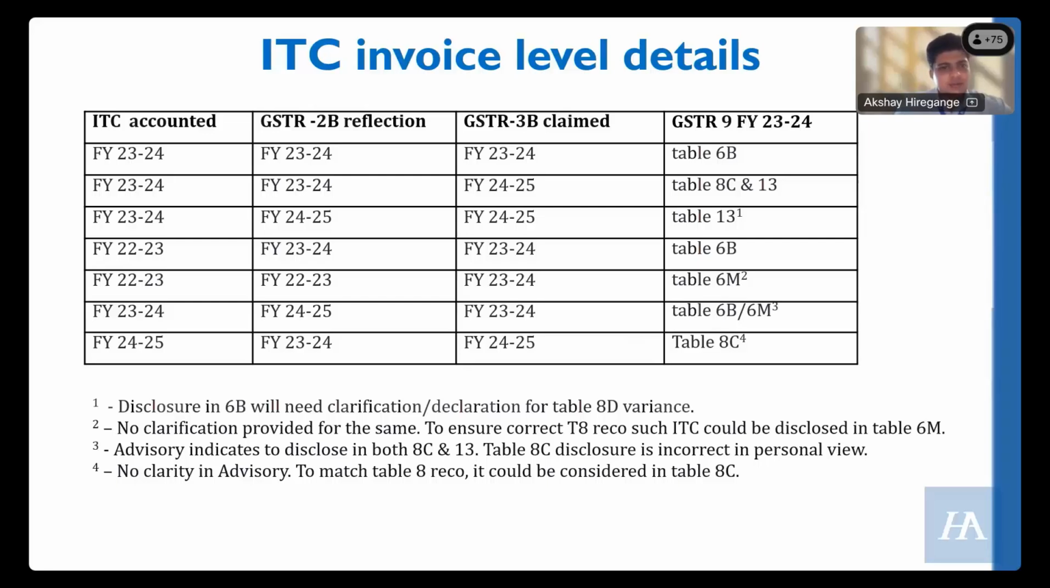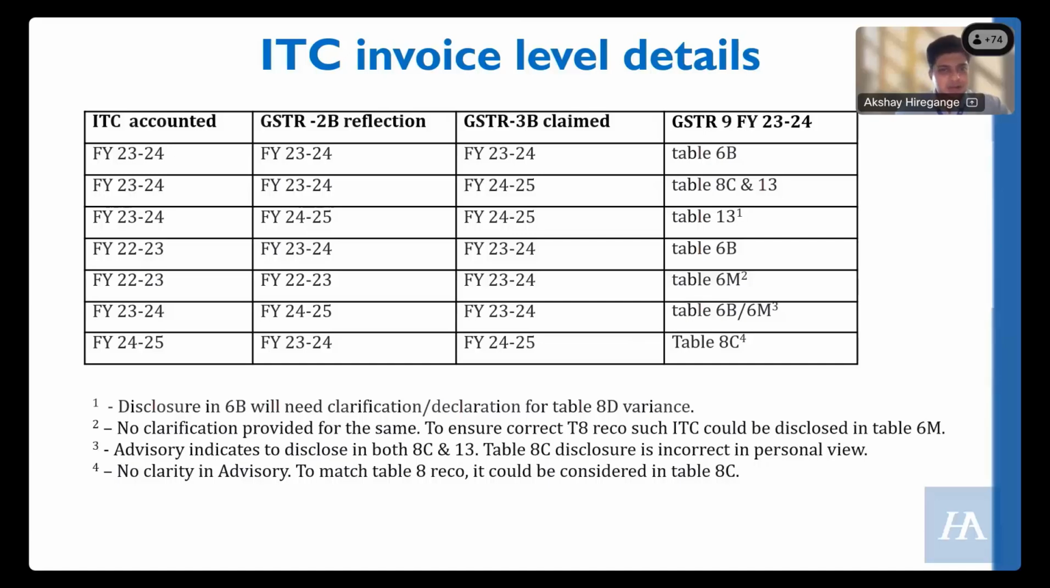Next, we come to the financial year of 22-23, which is accounted in 22-23, reflection in 23-24, and GSTR 3B claimed in 23-24. This is basically last year's transaction, which is reflected in the 3B of the current year. This will come in table 6B because it is part of 2B of 23-24. Please keep that in mind.